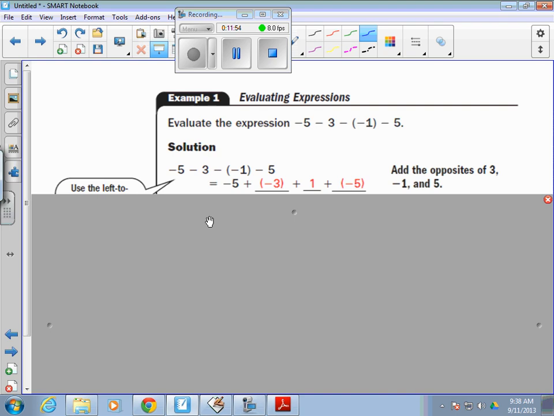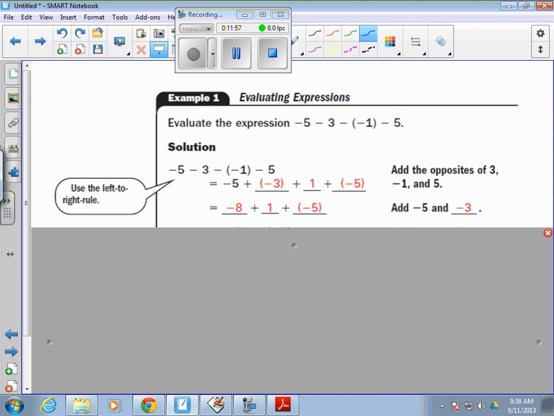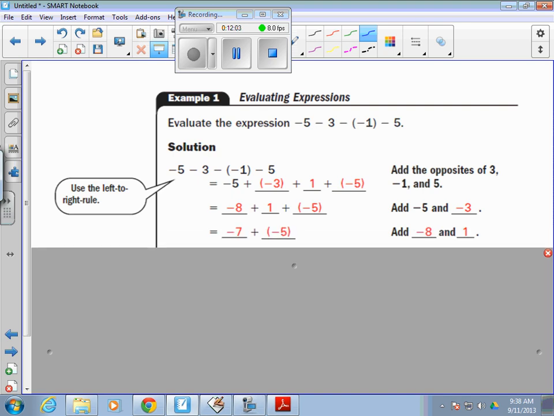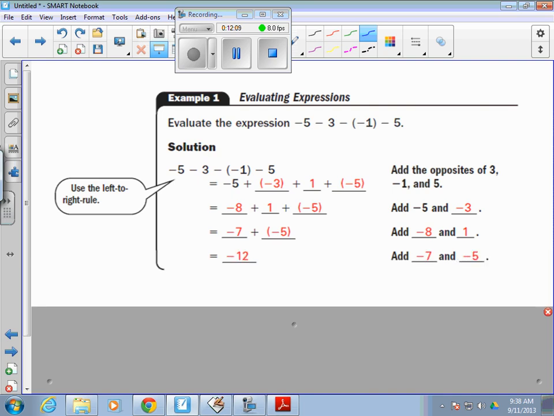So negative 5 plus a negative 3 is negative 8. Negative 8 plus 1 is negative 7, and negative 7 plus a negative 5 is negative 12. We're just using the left to right rule because, please excuse my dear, when we get to the Aunt Sally part, remember you don't skip over one to do the other one. You leave those together, addition and subtraction.